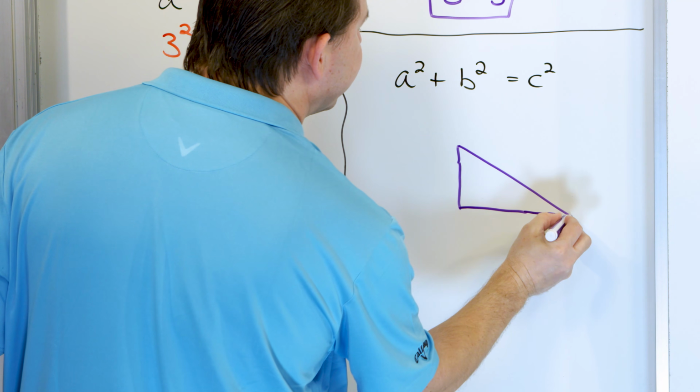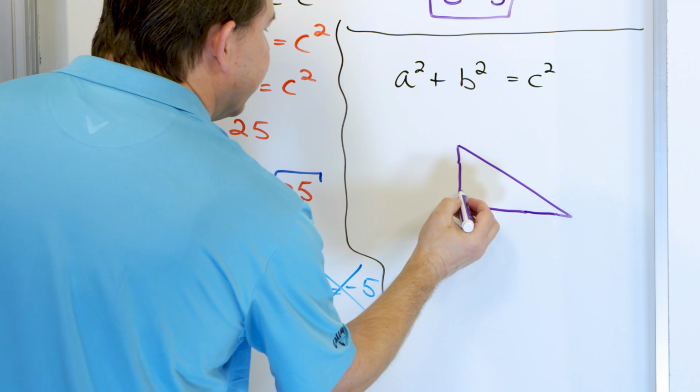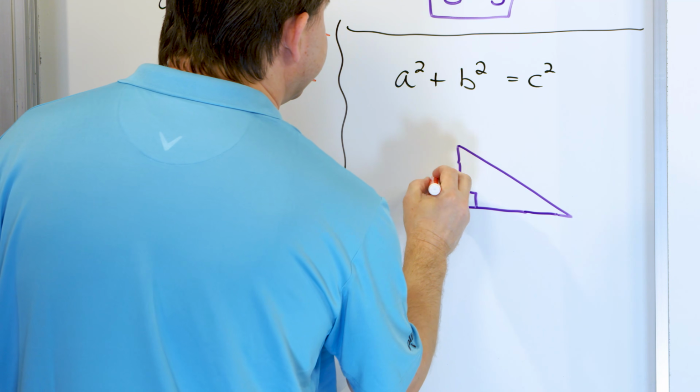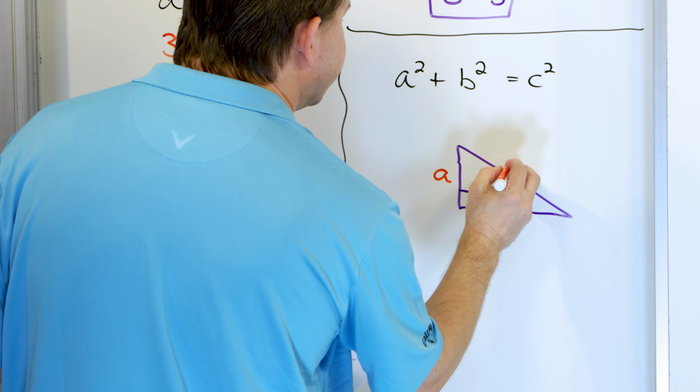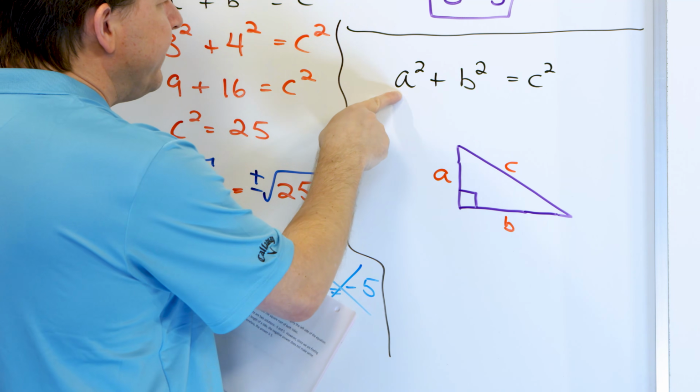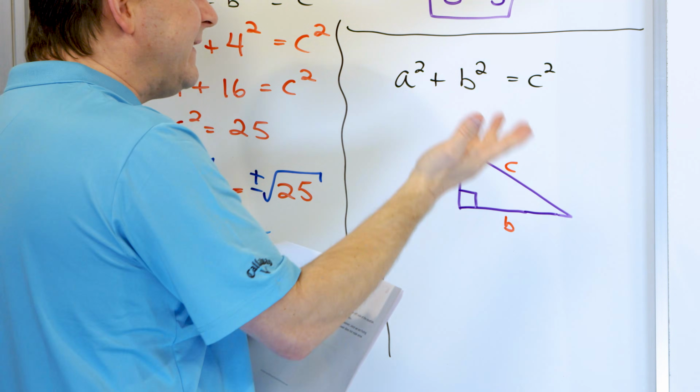A little bit smaller than before, but you get the idea. Okay, and this is a right angle, 90-degree angle. And we're saying that if this is side A and this is side B, then this is side C. Now think about what A squared means. A squared is A times A, right?